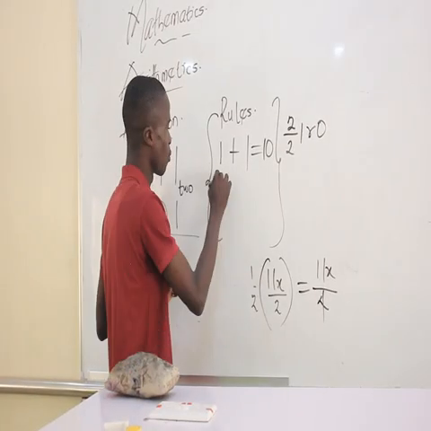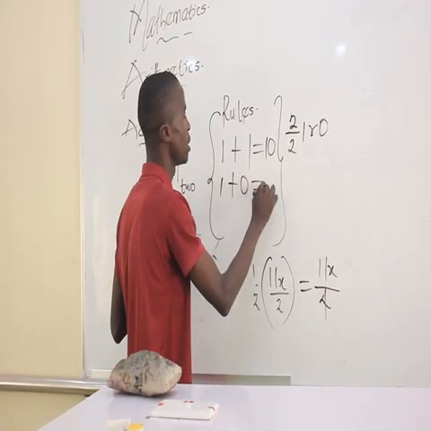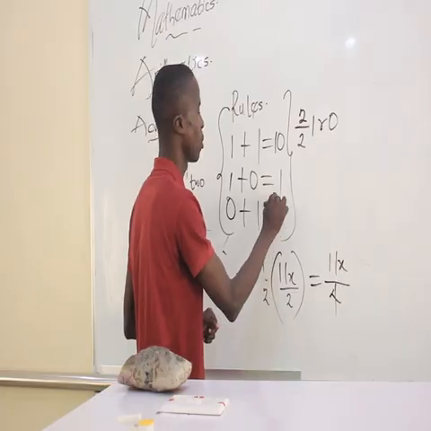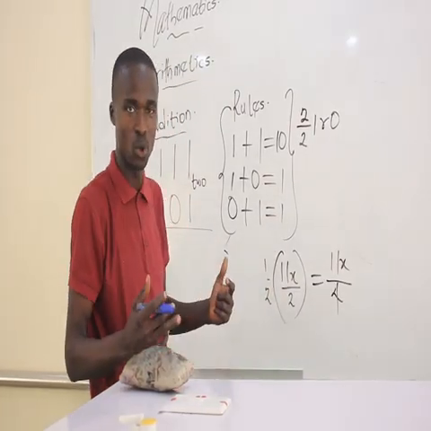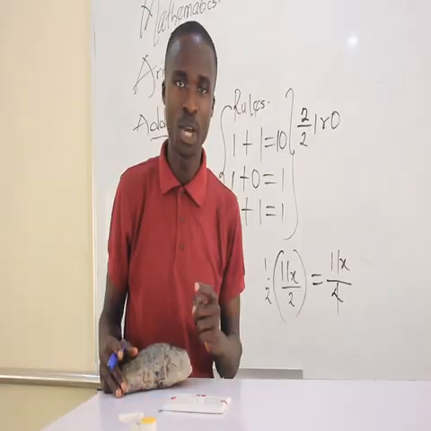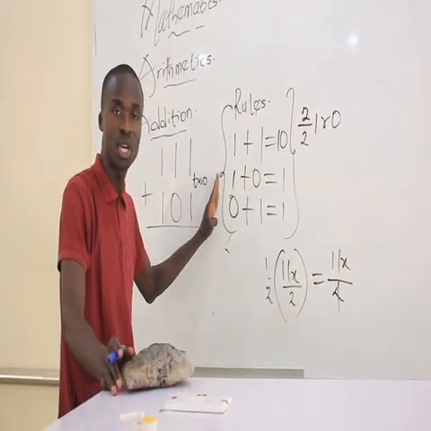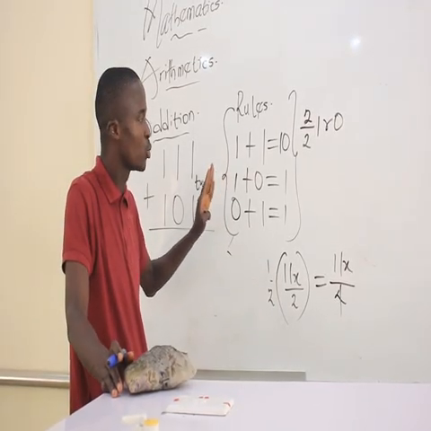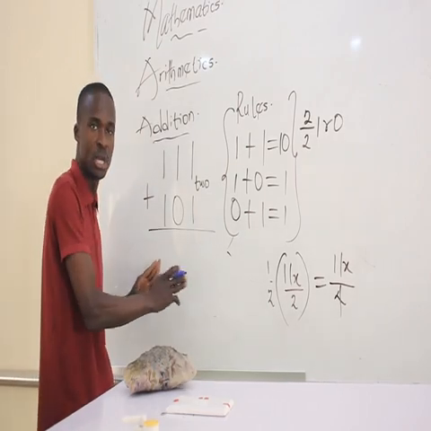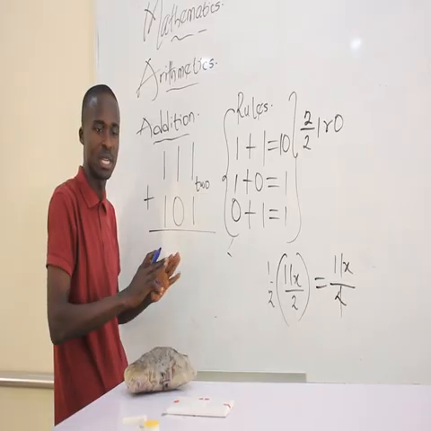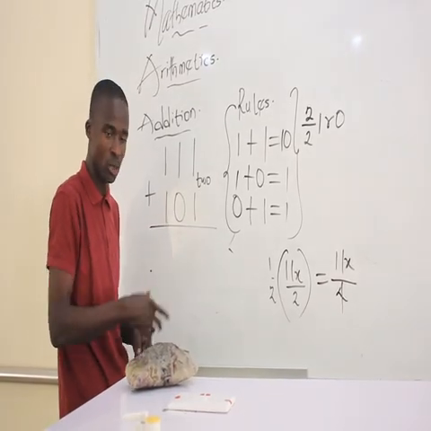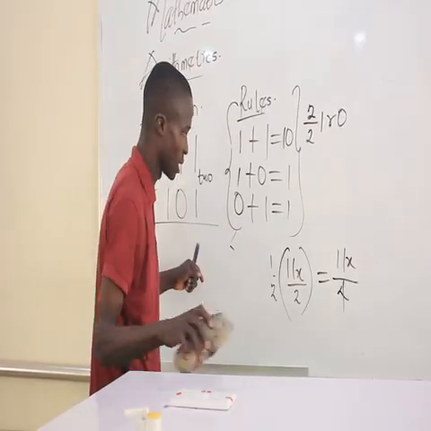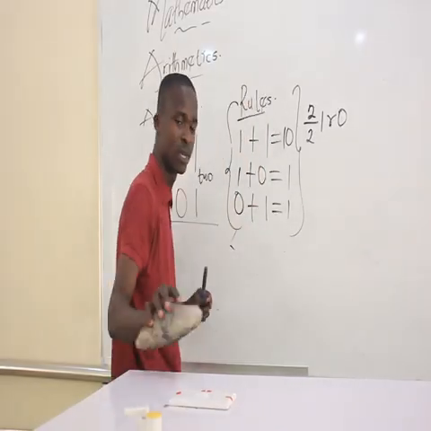Rule number 2, 1 plus 0 is equal to 1. 0 plus 1 is equal to 1. 0 plus 0 is equal to 0. Please, these rules are very, very important. As minute as they are, they can help you to go through this operation in a very simple and easy way if you can follow the rules. So knowing this now, let's do this operation together. I hope you're still with me.